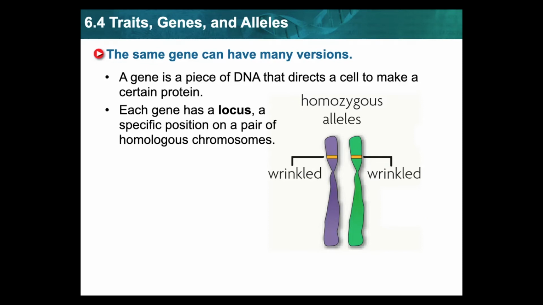So if you're looking at this example, you can see that you have a purple chromosome and a green chromosome. That's for a pea plant. And within that chromosome, you can see on the same place on both homologous chromosomes, it codes for the texture of that pea. So it can code for wrinkled peas or smooth peas. In this case, they both code for wrinkled peas.